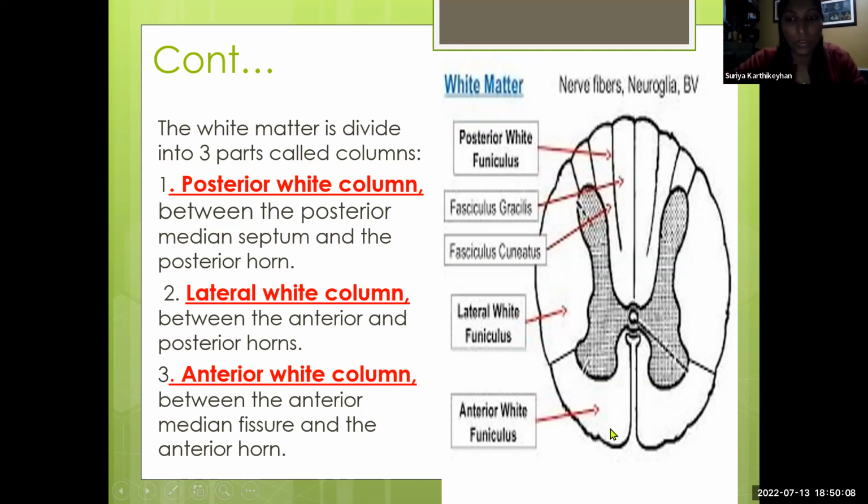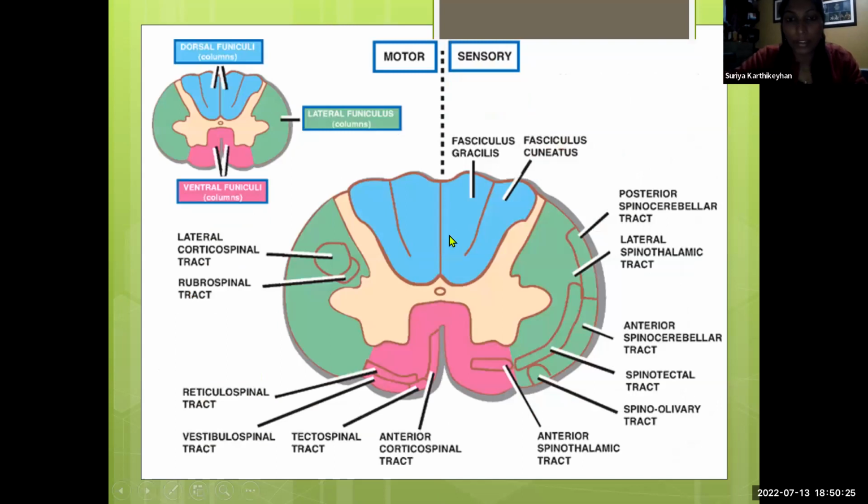We have both ascending tracts and descending tracts occupying all these funiculus areas, on either side of the white matter. So this blue marked area is the, what is that? Posterior funiculus. What is this green marked area? This is the lateral funiculus. What is this pink marked area? It is the anterior funiculus, anterior white column. We have the ascending and descending tracts on either side.